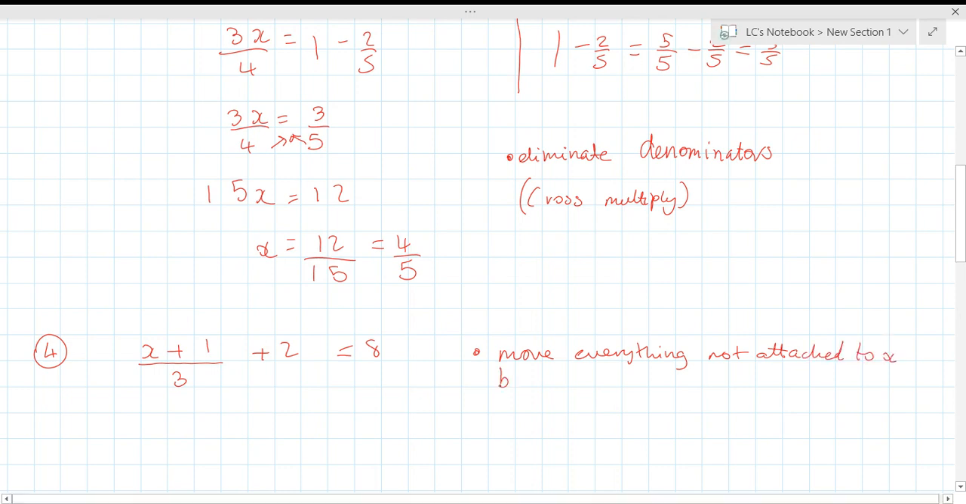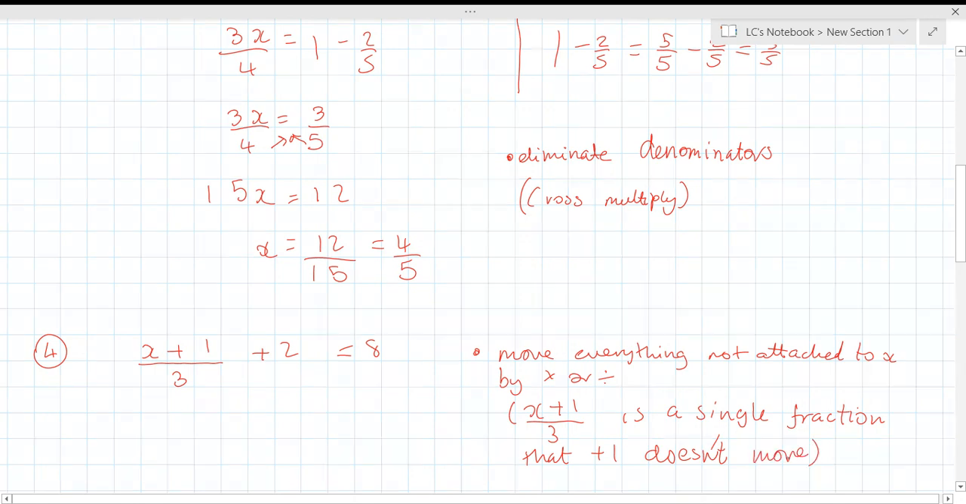By times or divide. Now, there is a point here that I want to make. Just to make you aware, x plus 1 over 3 is a single fraction. So basically the plus 1 doesn't move, because it is part of the fraction.